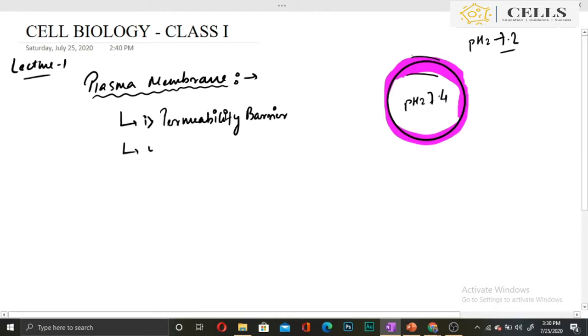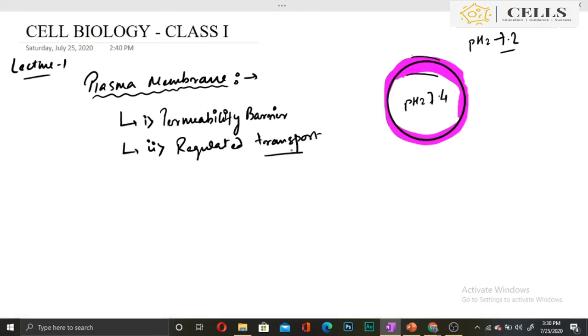Second, the plasma membrane is also responsible for different kinds of regulated transport. If you want to transport from one part to another, the plasma membrane is very much essential. There are different transporters present over the plasma membrane which transport many important things, like the Na plus, K plus pump.